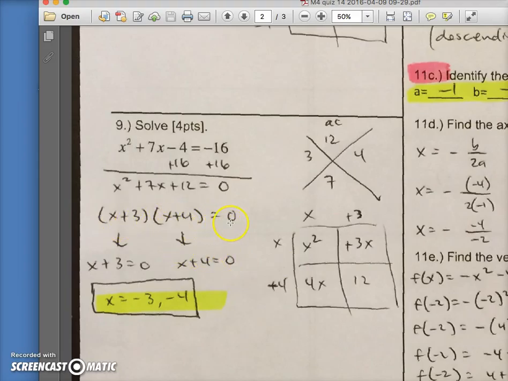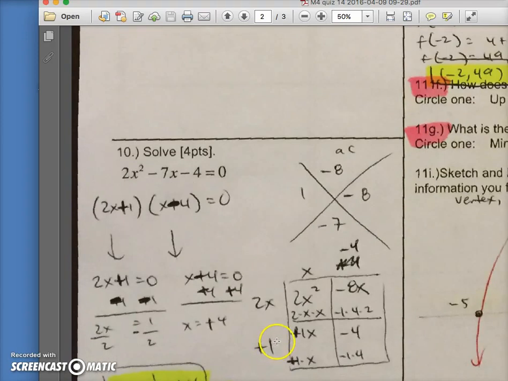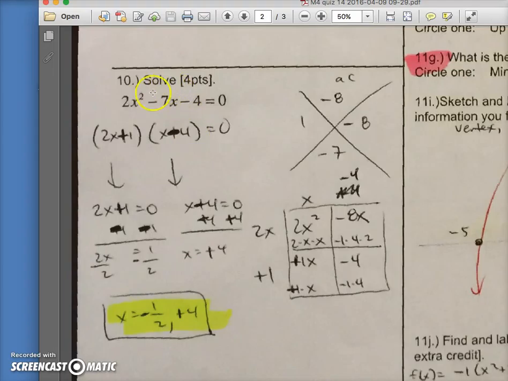And then you have something called the zero product rule. One of these has to equal 0, so you set each of those equal to 0. And when you solve, you'll get x equals -3 and -4. If you substitute in those values for x, you'll recognize that either -3 or -4 will make it equal to 0 on this side.